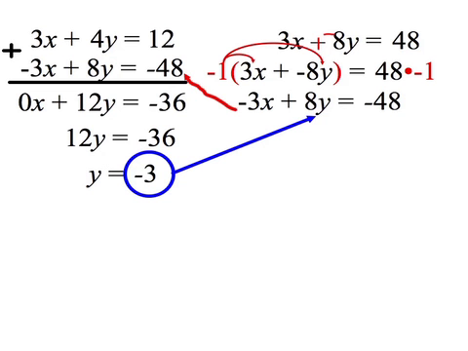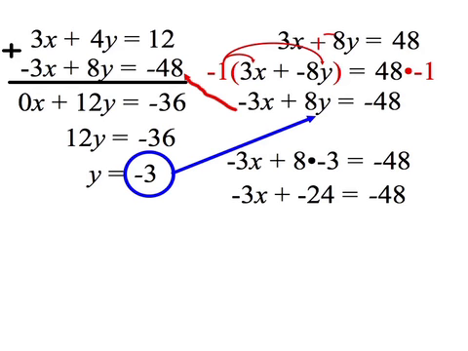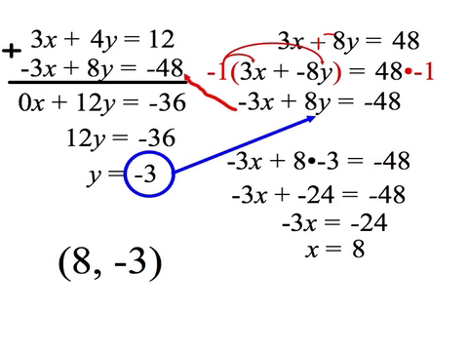I'm going to substitute my value for y, negative 3, for a y in one of the two original equations. So I'm taking the negative 3 and putting it in the equation, negative 3x plus 8y equals negative 48. And now that I've substituted in, I'm going to multiply 8 times negative 3 to get negative 3x plus negative 24 is negative 48. Add 24 to both sides. Negative 3x is negative 24. Divide both sides by negative 3. x is 8. And so my solution to this system is 8 for x, negative 3 for y.